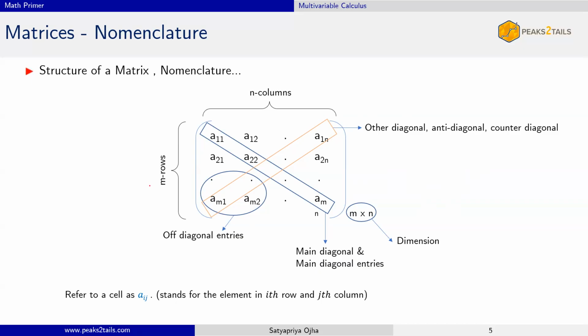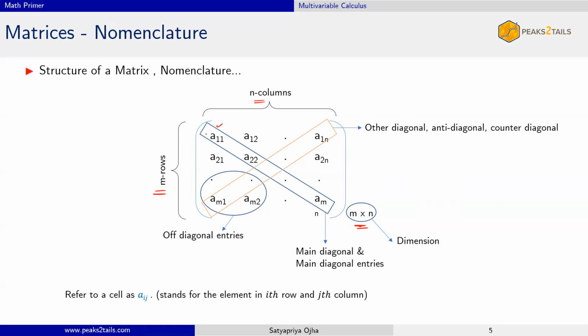So in general, a matrix can have, let's say, m rows and n columns. M rows, n columns. If that's the case, we say that the matrix has an m cross n dimension. M cross n dimension. First rows, then columns. Okay. M rows, n columns, m cross n dimension.